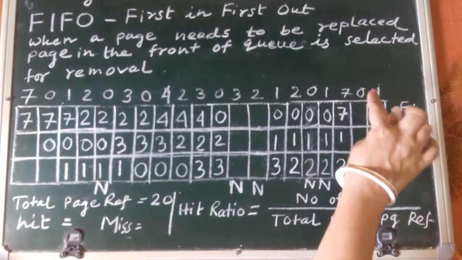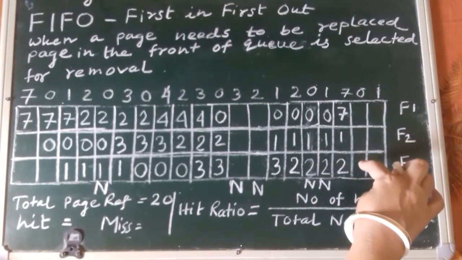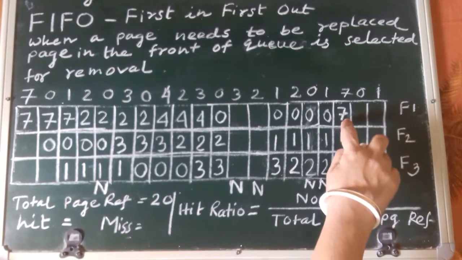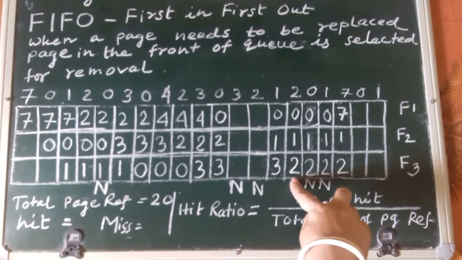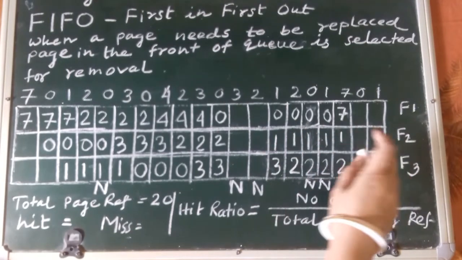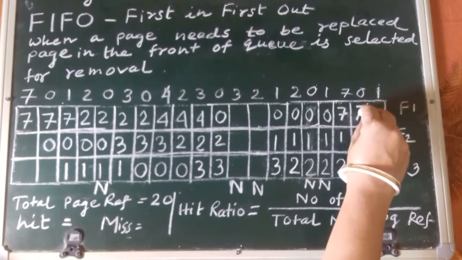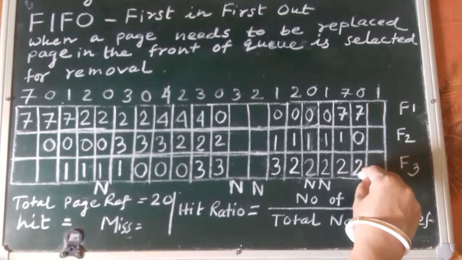Nothing should be replaced. After 7, the reference for 0 is coming. 0 is not present here. So which one will be replaced? See here, 7 just entered, 2 entered here, 1 entered here. So who has entered first? 1 has entered first. So 0 will replace the place of 1. 7 will remain the same. 2 will remain the same.